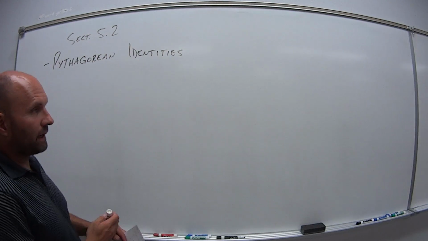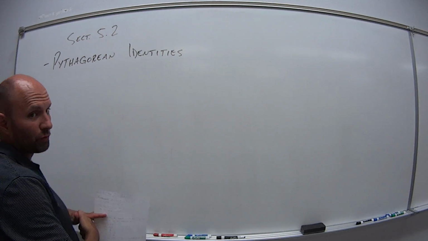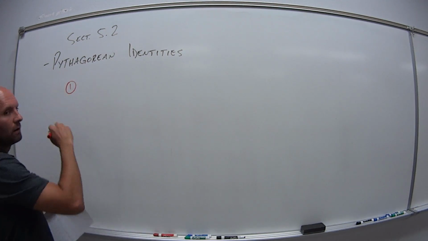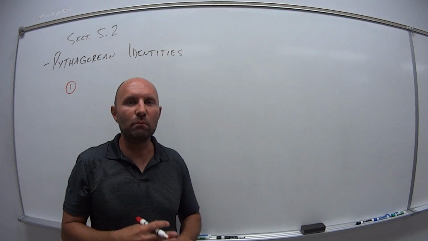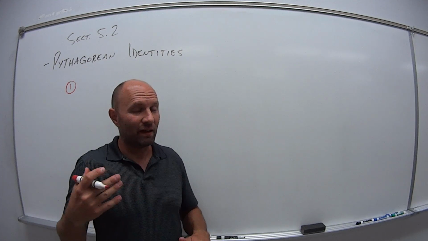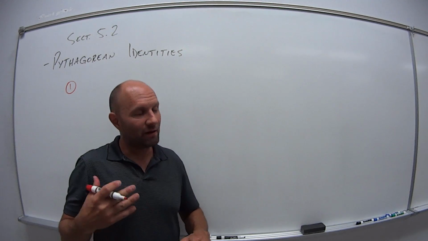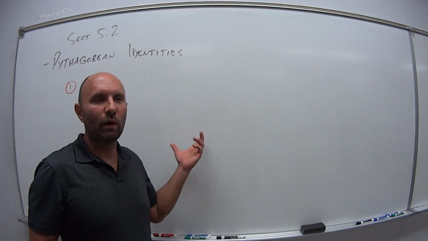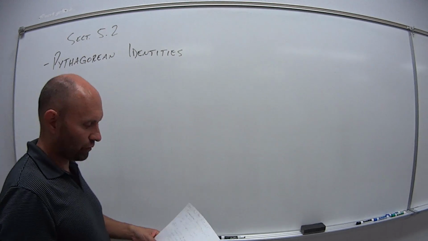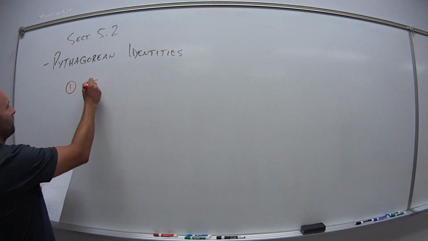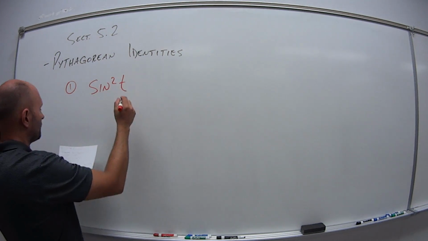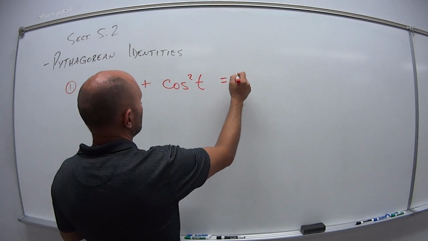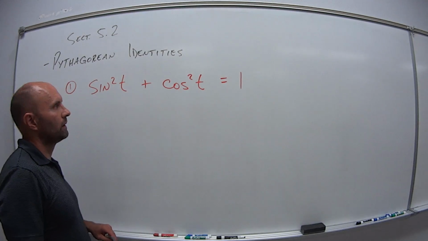The first Pythagorean identity that we're going to look at, and you'll see I'm switching markers here, I'm writing this in red. The reason being, throughout the semester, this will probably be the most important identity that we use. If you're ever working a problem and you get stuck, my recommendation to you would be, think back to this identity. Is there any way that you can utilize this identity I'm going to show you right now? And it says the following, that sine squared of t plus cosine squared of t is equal to 1.